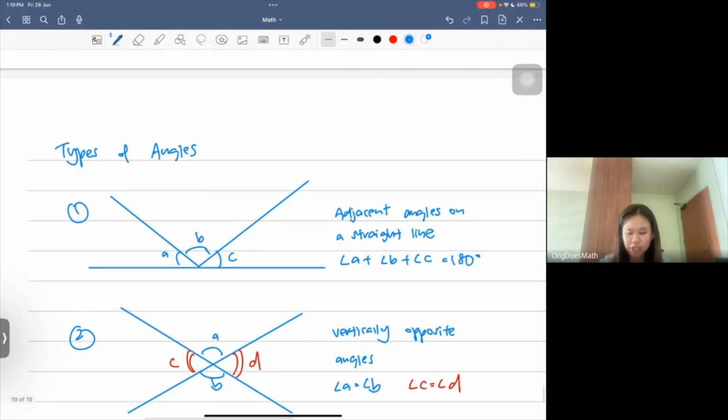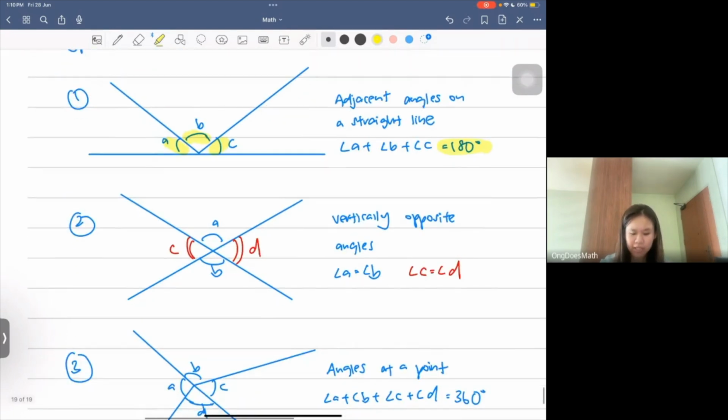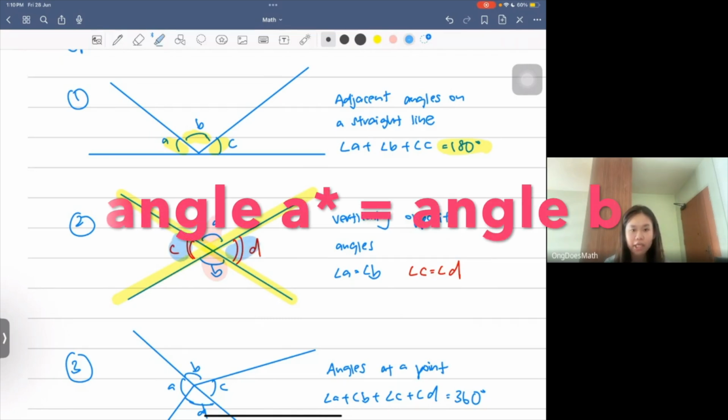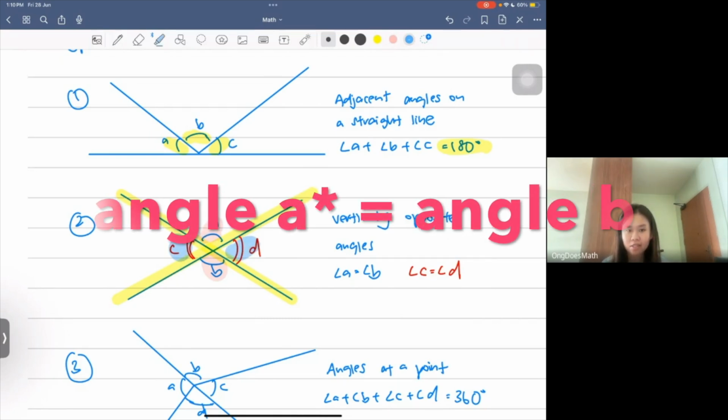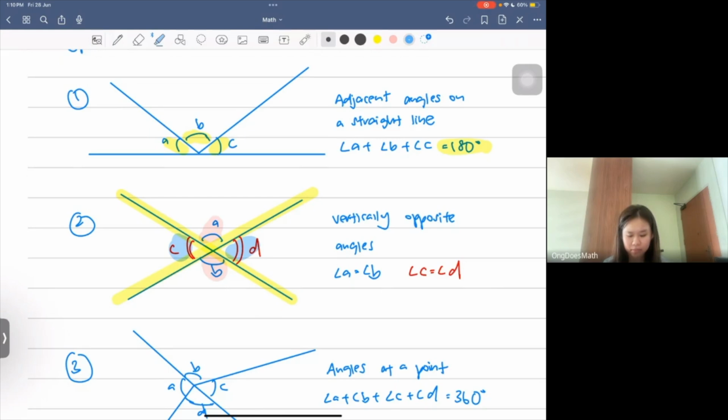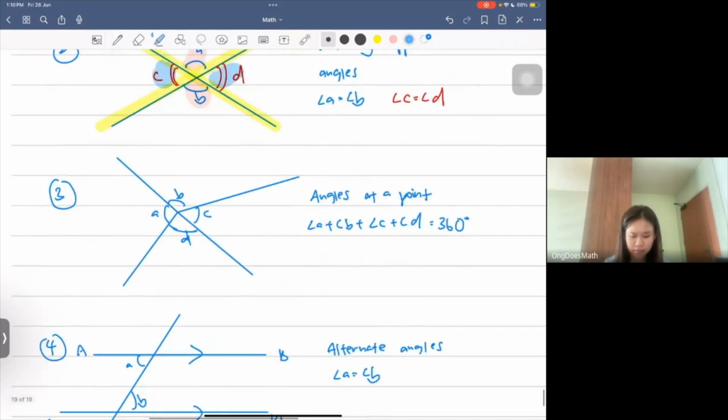First one is adjacent angles on a straight line. So all the angles on a straight line will add up to 180. Next, vertically opposite angles. So you have 2 straight lines. The angles opposite each other will be the same. So angle A is equal to angle B. Angle C is equal to angle D. Next, angles at a point. So angles at a point will add up to 360.